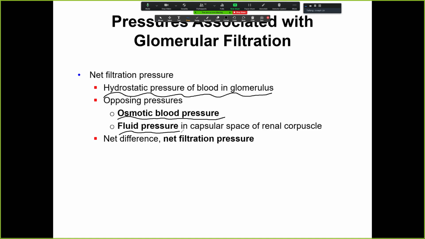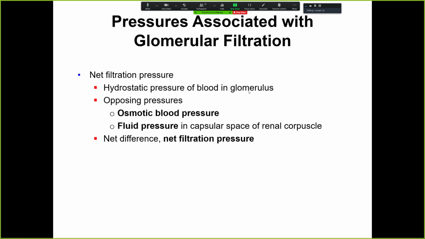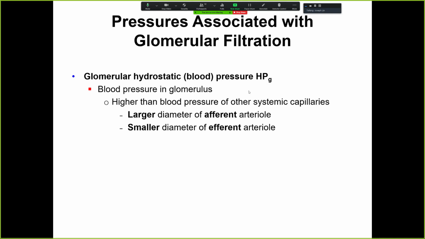So when you take all of them together and make the difference, you get net filtration pressure, NFP. This is the true value of whether or not you're pushing fluid into the lumen or if you're not able to get things across. So we've got to have some numbers in there, and you'll see this in a second.